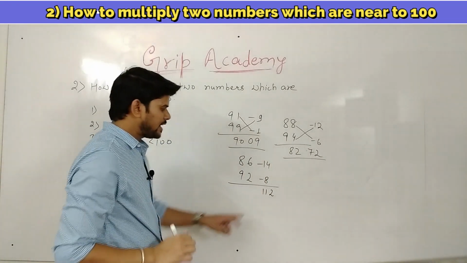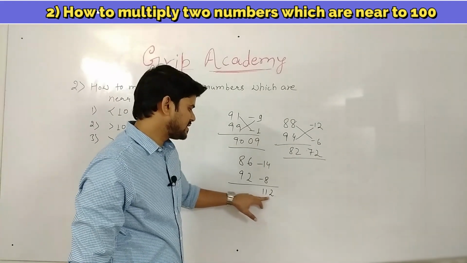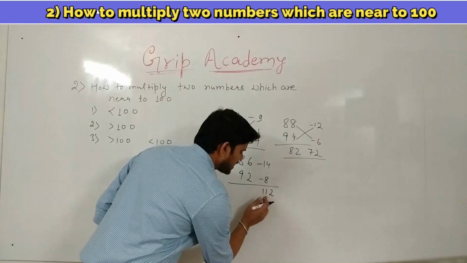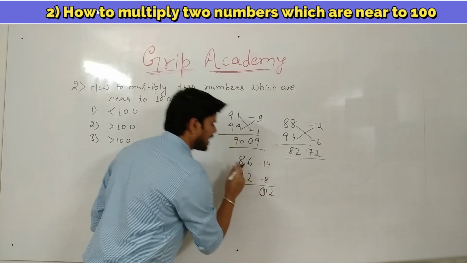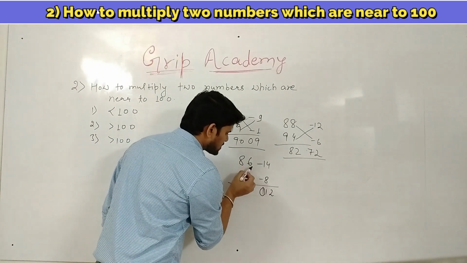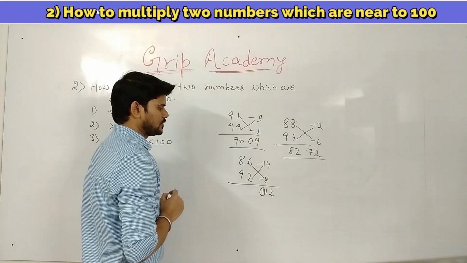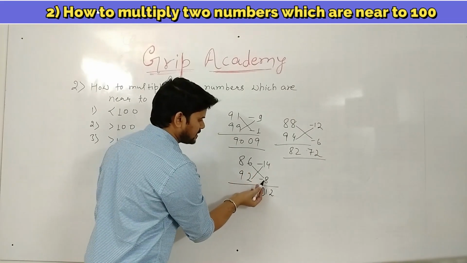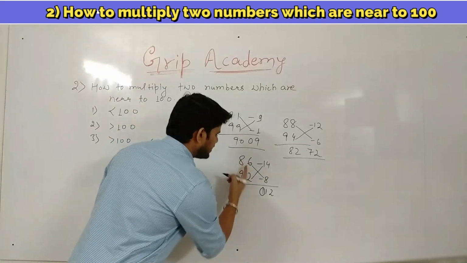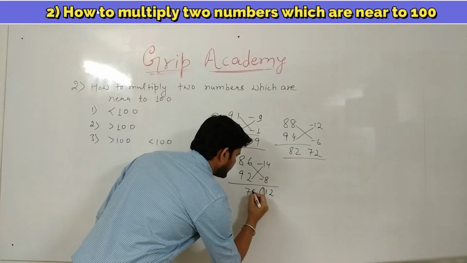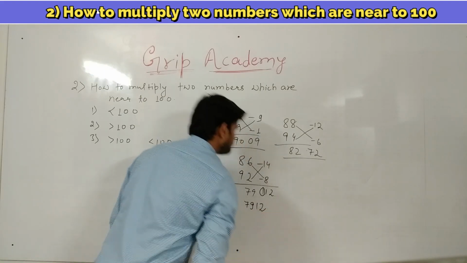112. Now see what I told, that always you have to write here in the form of 2 digits, but here 3 digits are there. So what we will do, we will take only the starting 2 digits from the right hand side, and this one will become carry. Okay, so next step is we have to either add them. So 86 minus 8. 86 minus 8 is how much? 78. And 78 plus 1 this carry, so it will become 79. So answer will be 7912.